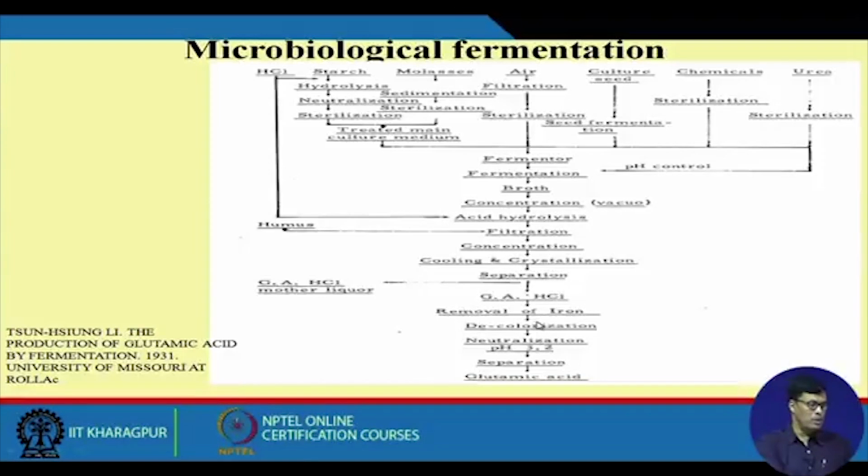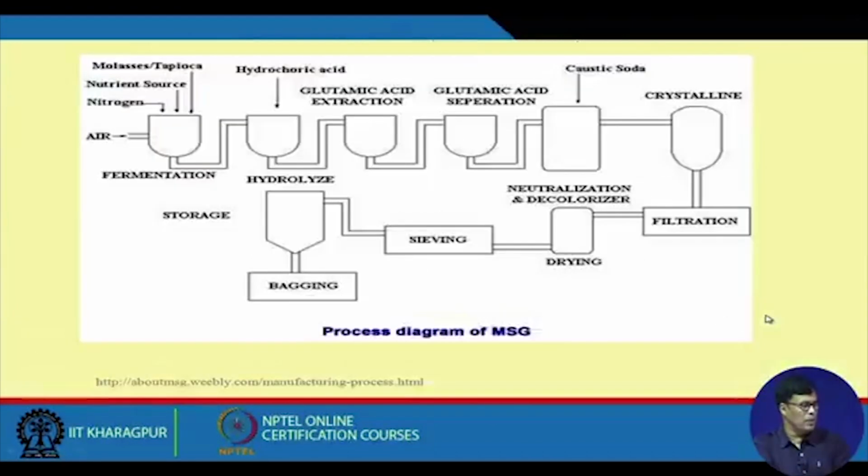And here also, like protein hydrolysis, you have to remove the iron by using sodium sulfide. You have to use decolorization by using activated charcoal. Then you have to do the neutralization to 3.2 as well, similar to what we did in the case of hydrolysis of the protein. Then separation, we get the glutamic acid. So this is the process through which we can get the glutamic acid.